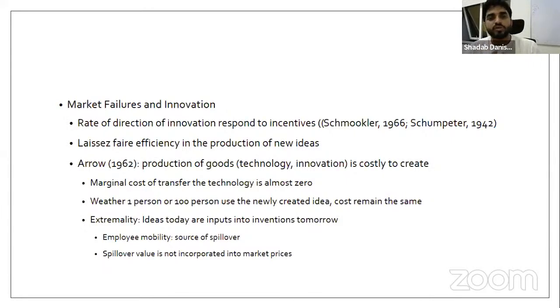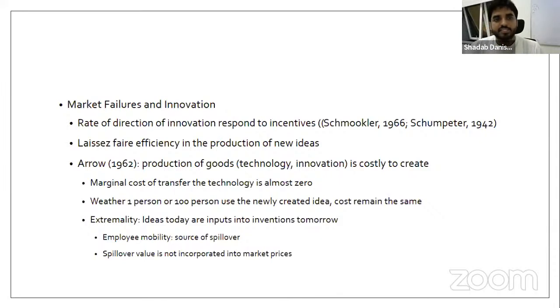So when it comes to innovation, we say that it's a public good, right? Innovation is an idea. So when you produce an innovation, how much cost does it involve? It involves huge cost. But if someone else wants to reproduce the same innovation, it will not cost much, which means that the marginal cost of transferring innovation is almost zero. But producing it the first time is a costly affair.